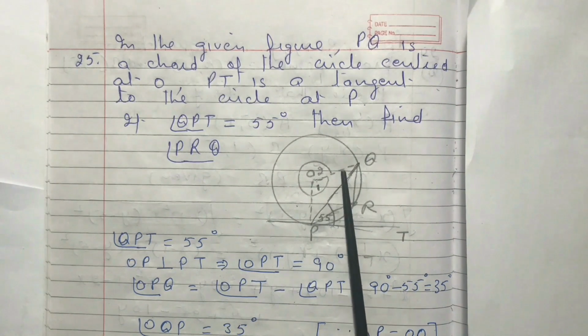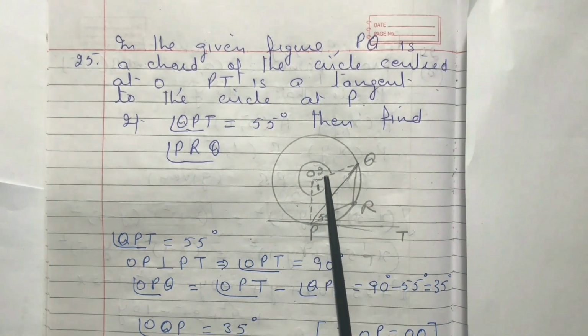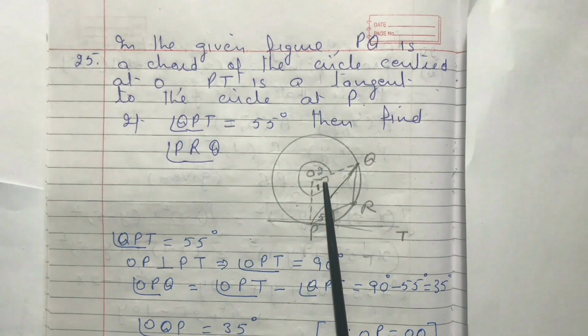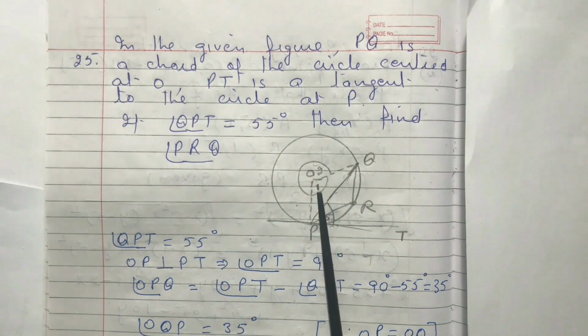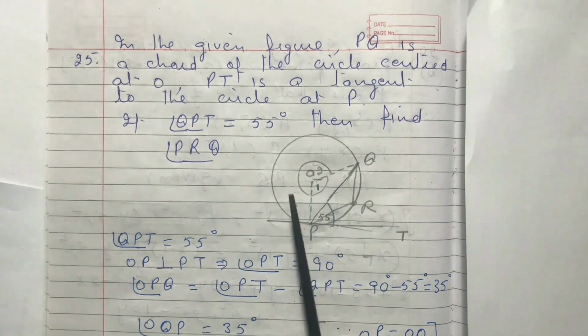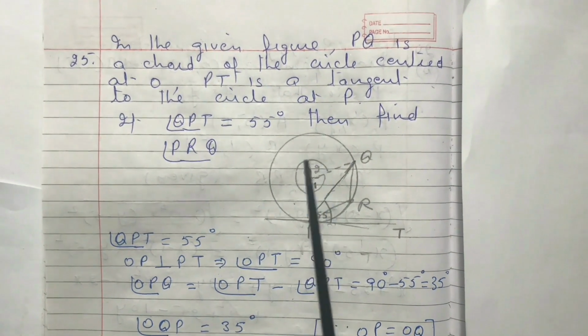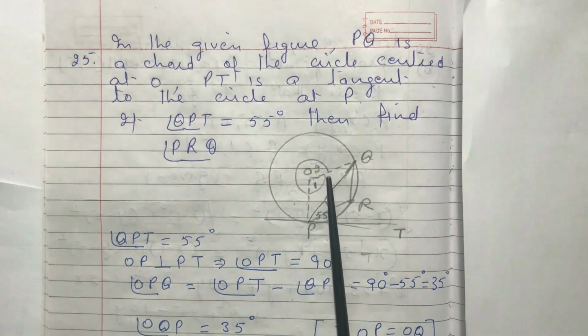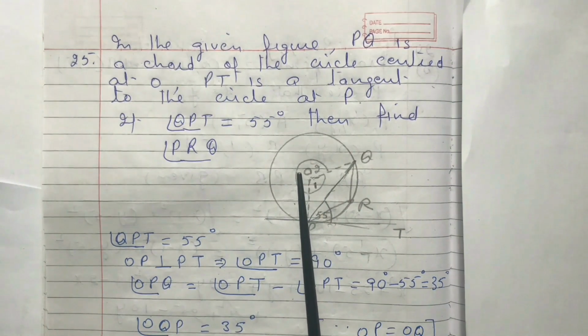If you have these two angles, you can find this angle. The sum of angles of a triangle is 180 degrees. If you subtract 70 from 180, it will come out to be 110. If this angle is 110, then this reflex angle will be 250. 360 minus 110, this is 250.